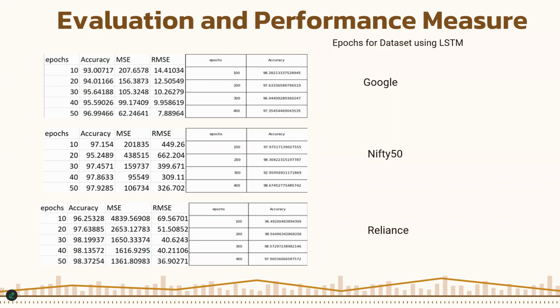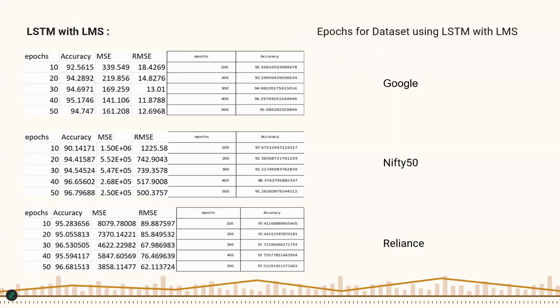And the same goes for Nifty 50. At 50 epochs, you can have a look, that's 97.93. And it peaks at 98.67 accuracy by 400 epochs. And you can compare that with the Reliance as well. So moving on to the next slide, let's evaluate the performance of the hybrid LSTM with LMS model for the Google, Nifty 50 and Reliance datasets.